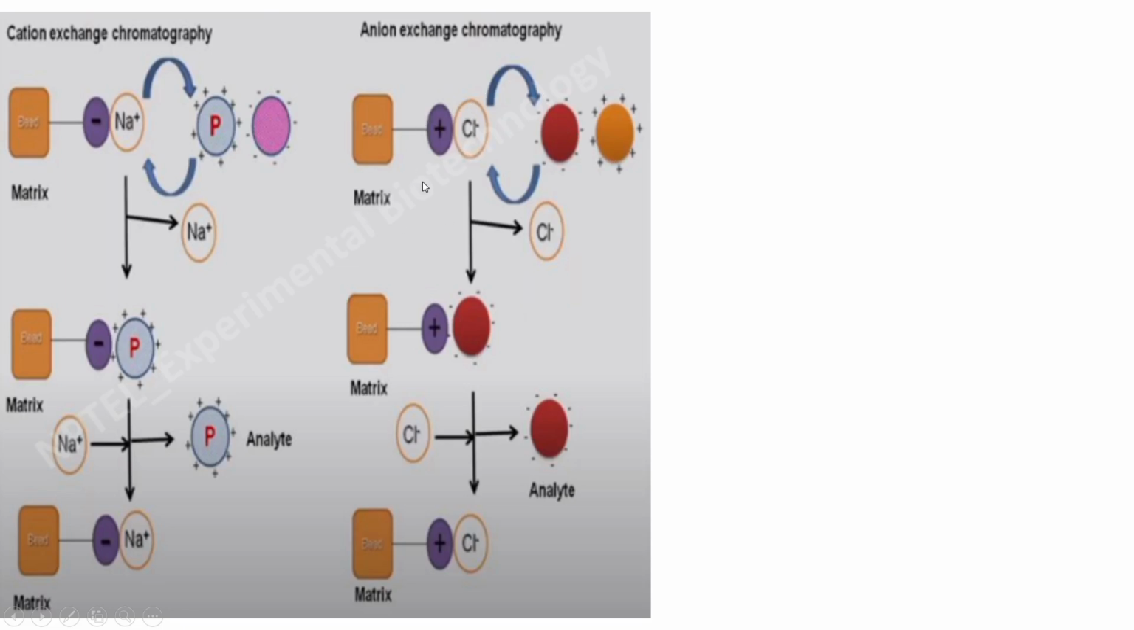Okay, the matrix will be positively charged, and there will be an exchange of the anionic compound. That's why the name cation exchange or anion exchange. Here the cations are getting exchanged within the matrix, right? First sodium was exchanged with the protein, and then sodium came and replaced the protein and bound with the matrix. Similarly, chloride and the negatively charged protein are competing with each other, so they are getting exchanged in the whole process. So that is why it is ion exchange chromatography.